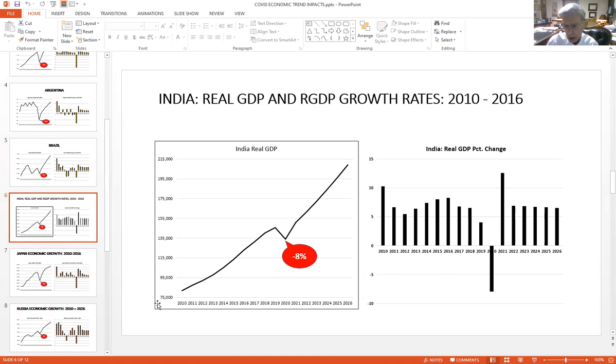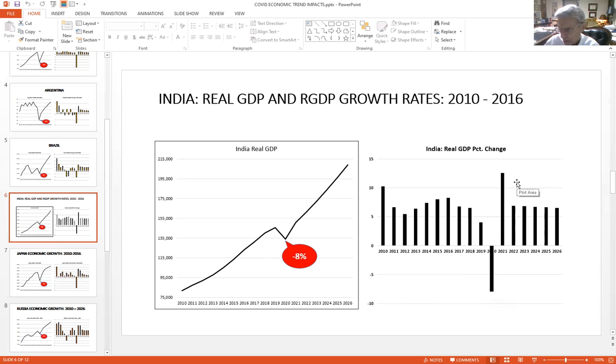When we get to other graphs that we'll look at after we're done with these economic graphs, we'll see that India has really had a major impact from the coronavirus. And of course, the decline here in India is largely due to the coronavirus. You can see there was a decline that started in 2019, but by and large, what we see is the impact of the coronavirus.